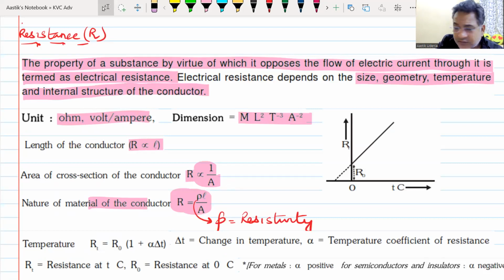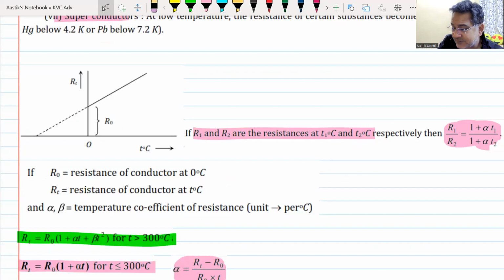Those bodies or those substances which follow Ohm's law are known as ohmic substances. If they don't follow Ohm's law, they are known as non-ohmic substances. We had seen what is resistance. We had seen resistivity. We had seen the temperature relation between resistance at 0 degree Celsius and resistance at T degree Celsius. We remember these formulae. That will take us to today's class.